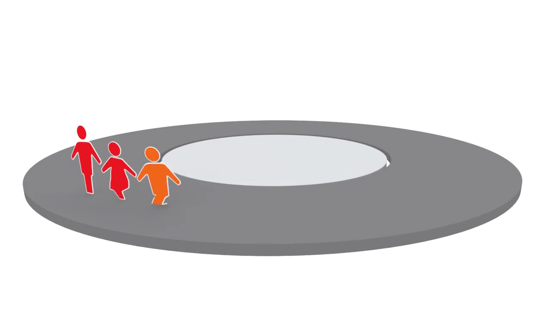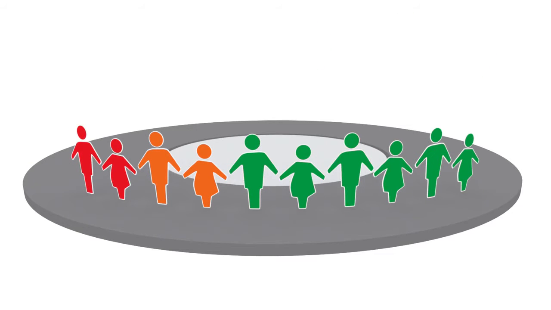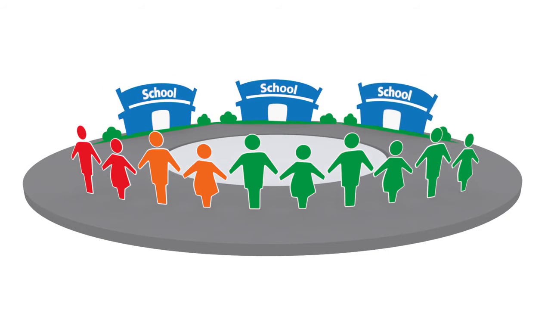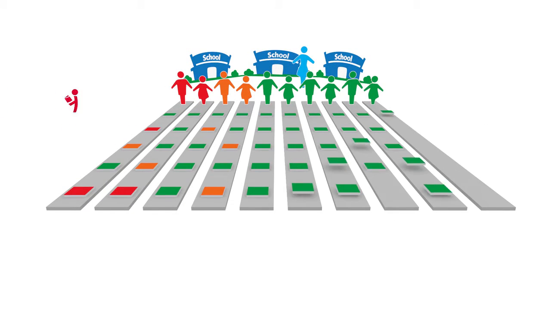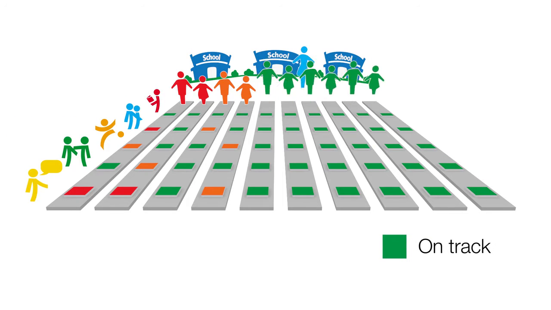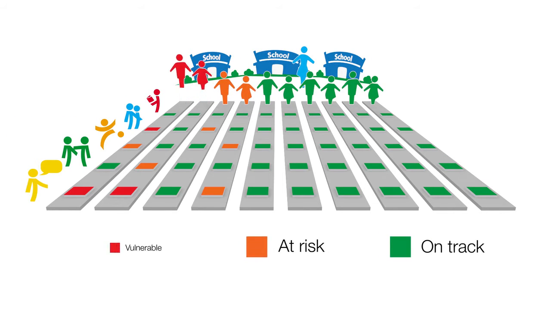Community A is in South Australia. There are 10 children in this community who attend 3 different schools in the area. At each school, teachers completed the instrument for each child in their first year of full-time school. The scores for each child for each domain were then classified as on track, at risk or vulnerable.